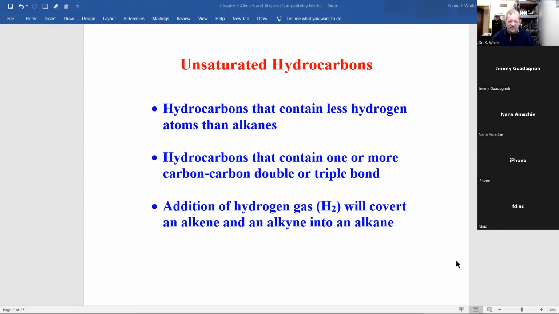You can put in more hydrogens. But anyways, that's why. And the alkanes are saturated because you can't put any more in. We're stuffed, we're full. And that's how they came up with those names, I think. It would make sense.